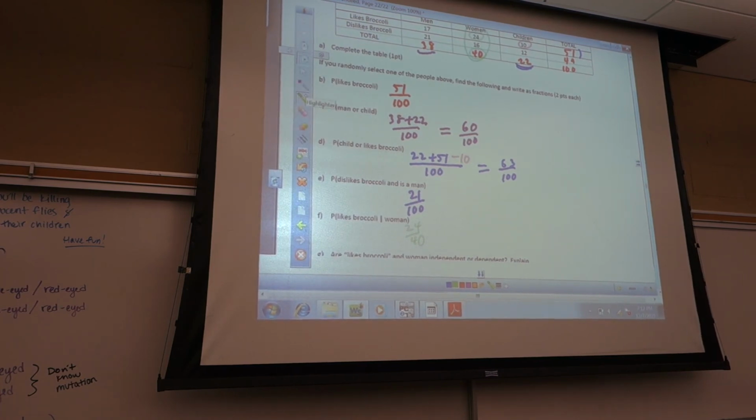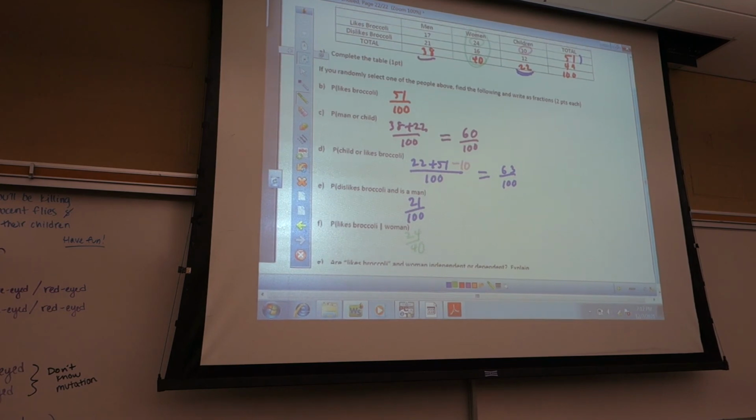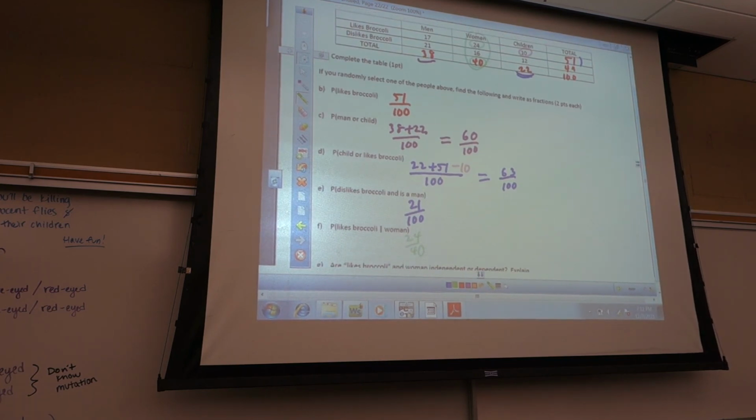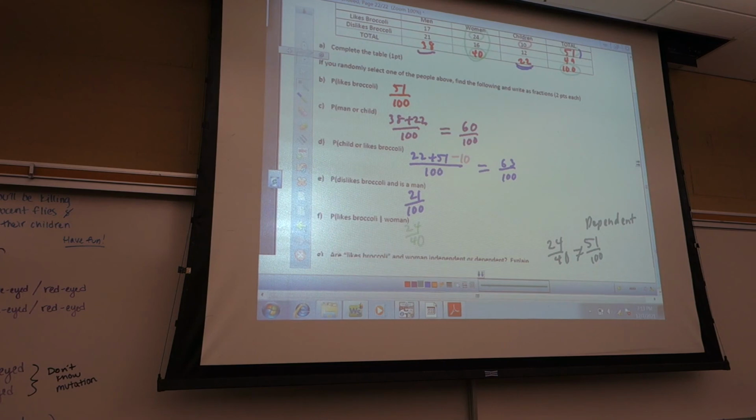So for that one, you need to circle all the things that have to do with broccoli and women. Broccoli and women. So broccoli women, total broccoli, and grand total. Those are my ratios. So the question becomes, is 24 over 40 the same as 51 over 100? And that is not equal, so that means that they're dependent. Because remember, equal proportions means they're independent. Proportions are not equal, so they're dependent. You have to do that ratio. That might be the hardest one, just as a good reminder.